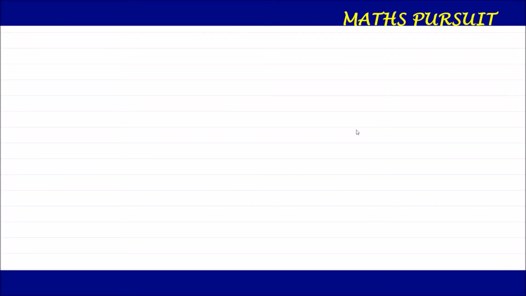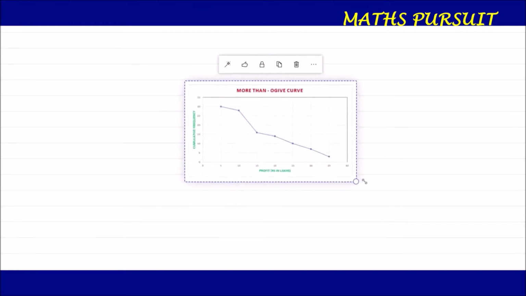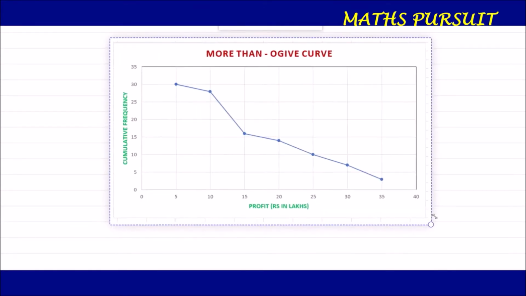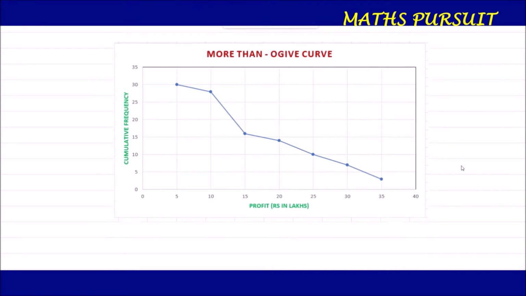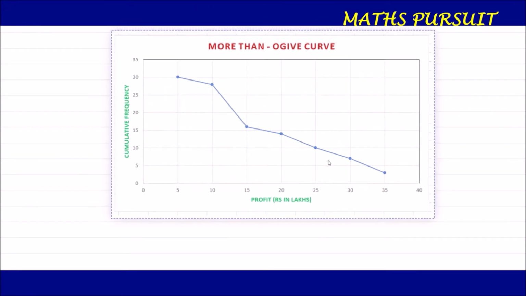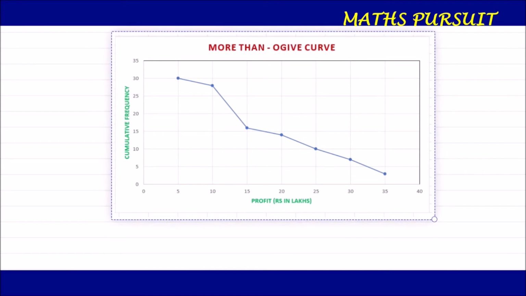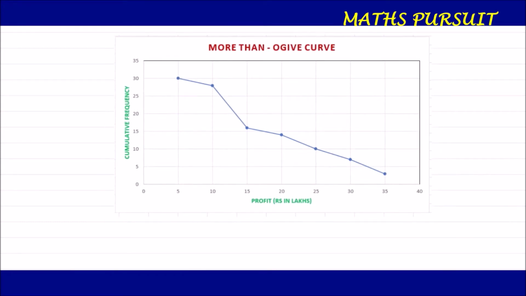So just have a look at the screen now. You could see that this is the diagram of how the more than ogive curve will look. As I told you, on the x axis we are going to show the profits, that is 5, 10, 15, 20, 25, 30, 35, and on the y axis we are showing the cumulative frequency, which is 0, 5, 10, 15, 25, 30. Now the more than ogive curve always flows from top to bottom.